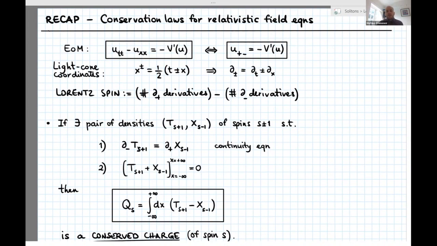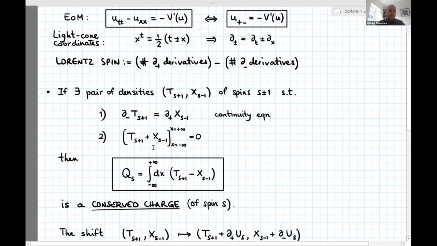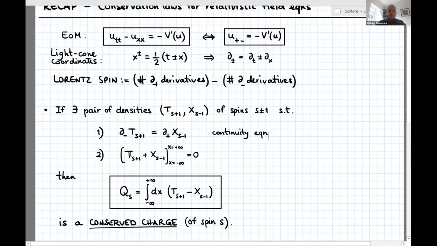Then we saw that if we can find a pair of densities t and x of spins respectively equal to s plus or minus 1, such that they obey 2 conditions. So the first condition is essentially the continuity equation written in light cone coordinates, and it says that the x minus derivative of t is the same as the x plus derivative of x. That's the first condition. And the second condition is the limiting condition on the current, which in this case becomes: t plus x must have the same finite limits at plus and minus infinity.